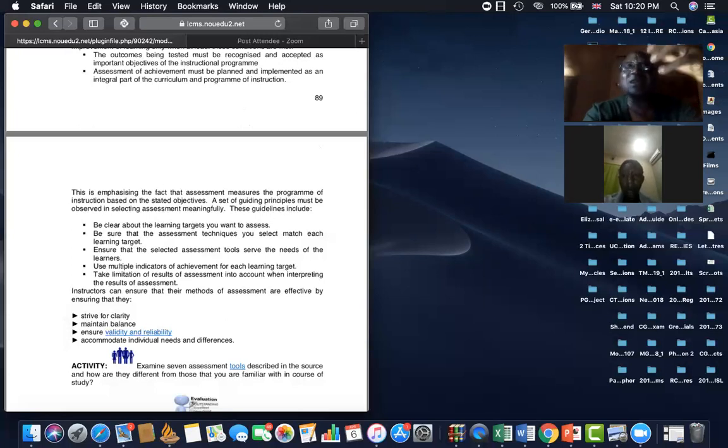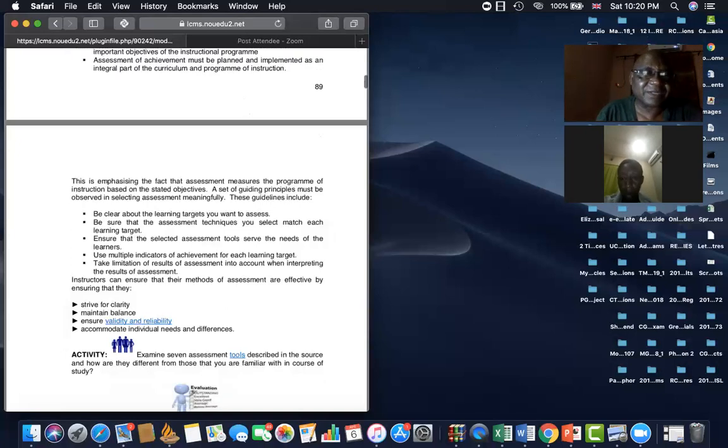It's actually a kind of a circle. The intended learning outcome should determine the content of the course material. It should also determine the content and the type of assessment, so that everything will be properly done. And unless it is done, assessment will be faulty in the real sense of it.